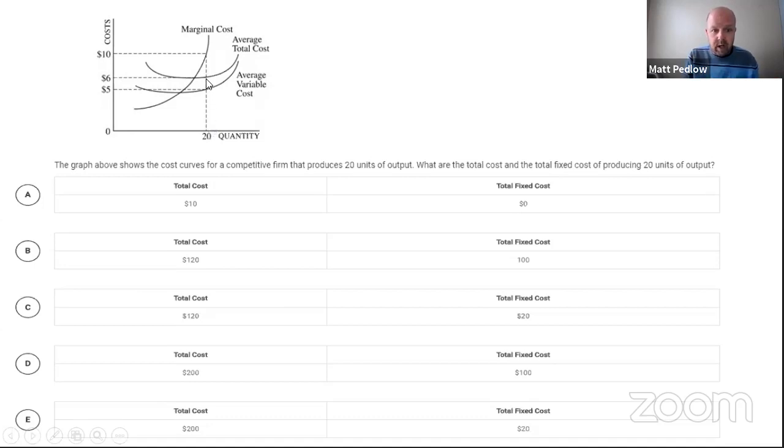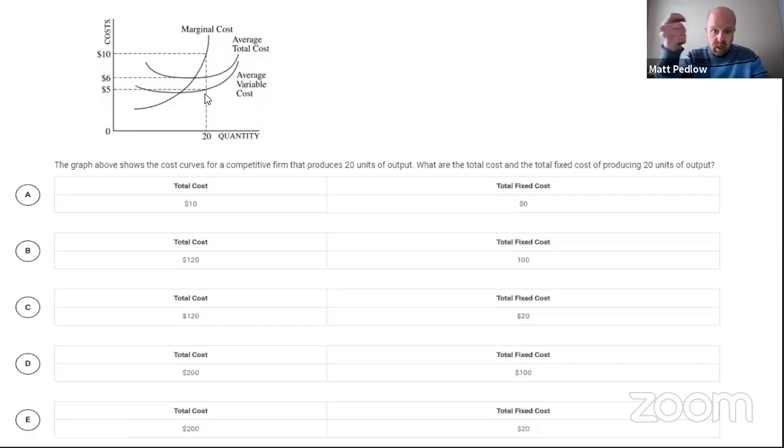So if I produce 20, and on average each unit costs me $6. How did I get that? Because I just went up to my average total cost and over, okay? So 6 times 20, then my total cost would be $120 when I produce 20 units. And then my average variable cost is $5. So that means 5 times 20 is $100.